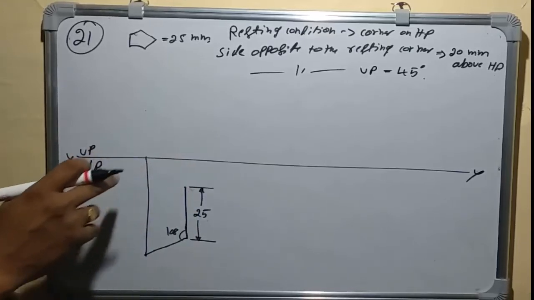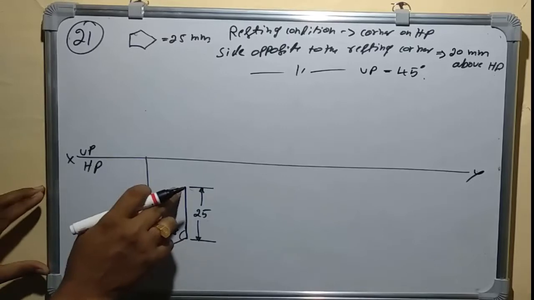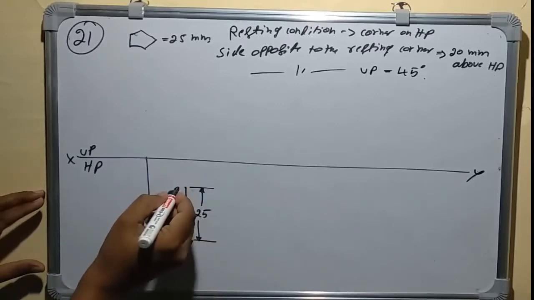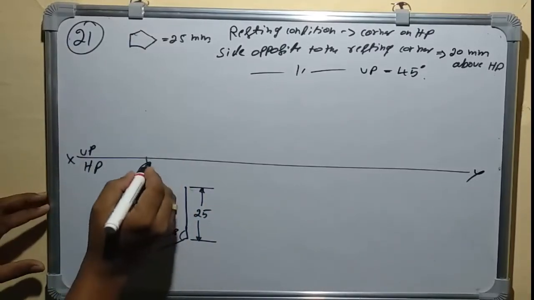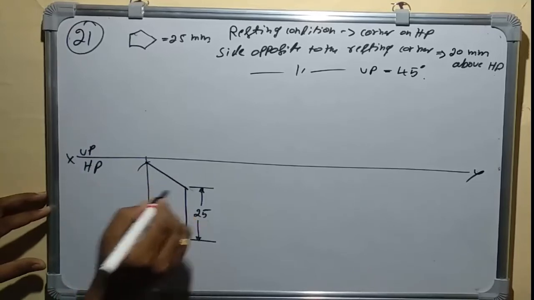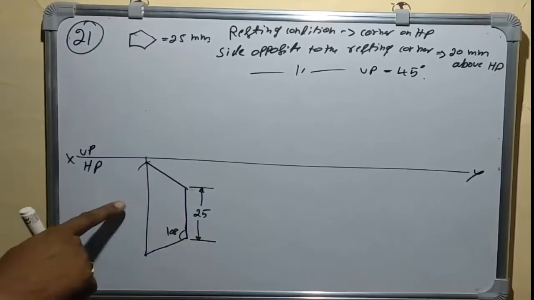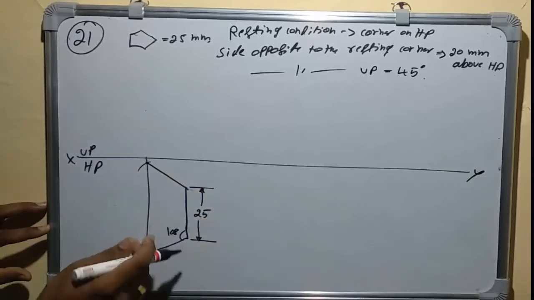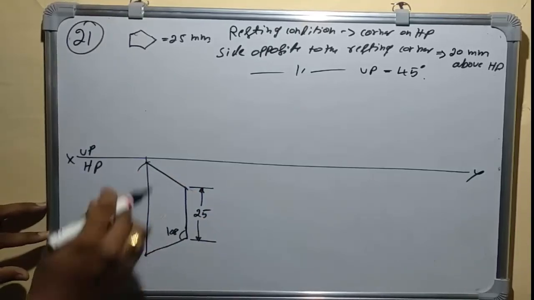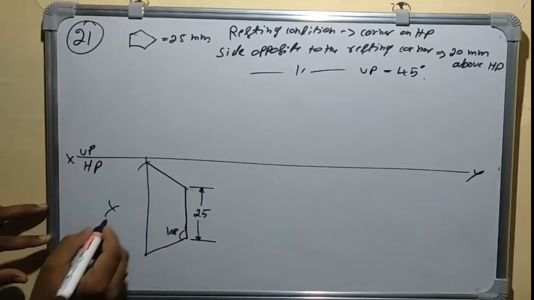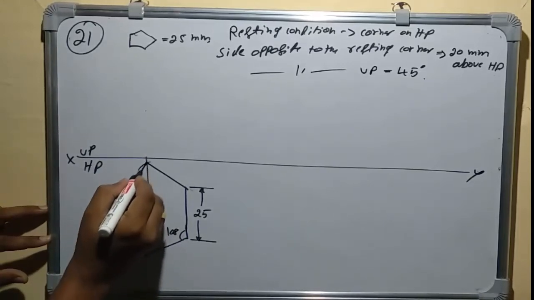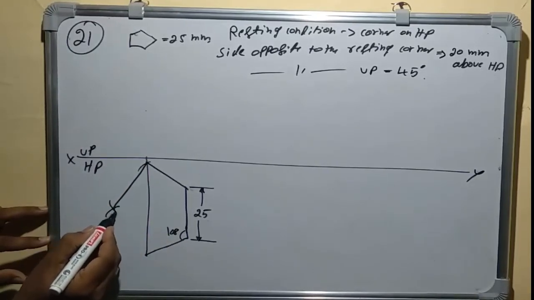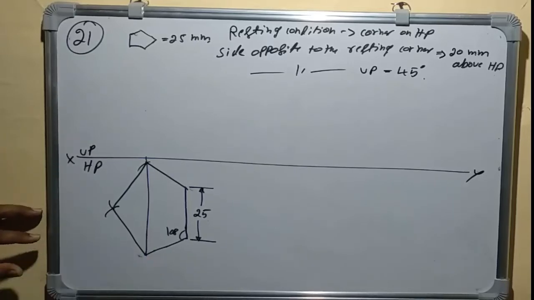To get the remaining corners, from this corner take 25, take this corner as center and draw the arc to this line, and where it intersects, that will be our fourth corner. To get the fifth one, from these two corners take 25 mm and draw an arc from one side, and from the other side draw one more arc. Where it intersects, that will be our fifth point, and then join to the remaining corners.